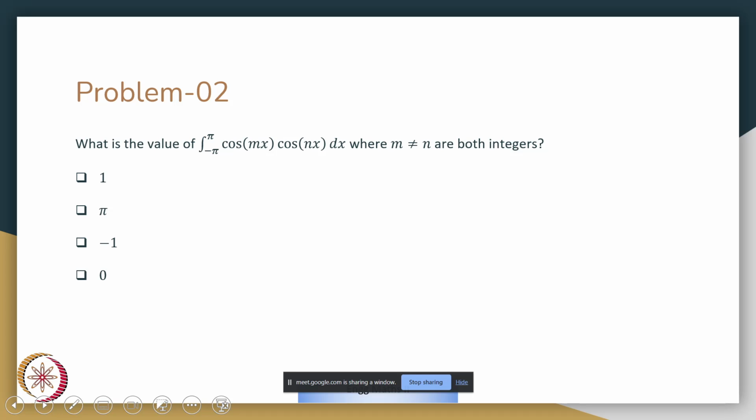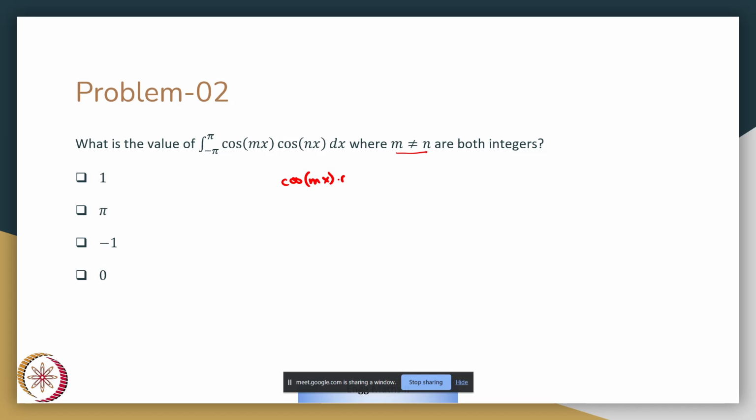We now move to the second problem. It deals with the concept of orthogonality. But before we go there, let us look at what exactly is being asked. We are asked to integrate cos of mx, cos of nx, where m and n are both integers but they are not equal, over x going from minus pi to pi.